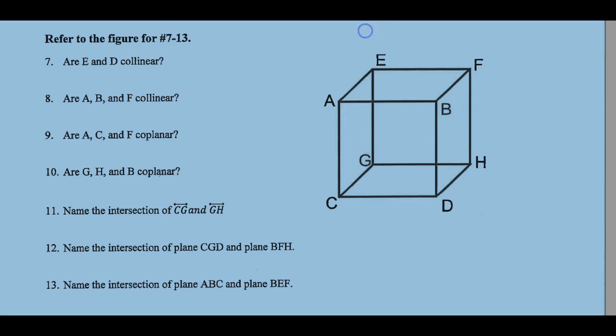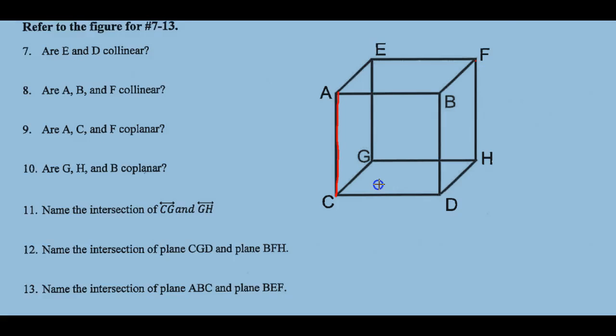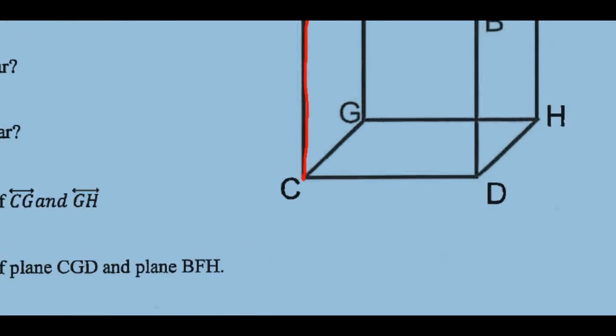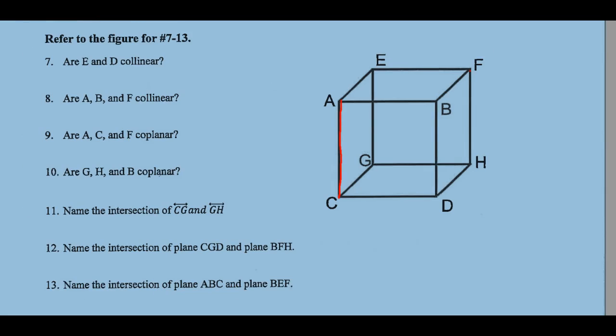Okay. Are A, C, and F coplanar? So let's take a look at this one carefully. A, C, and F. So here's A, C, right? Now they're certainly not collinear, because they're not on the same line.